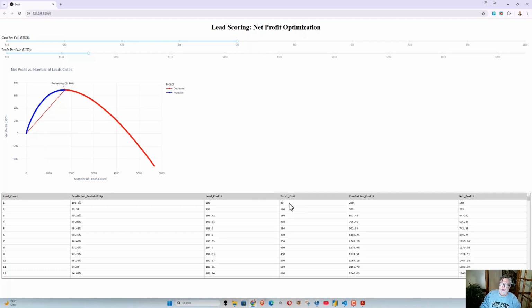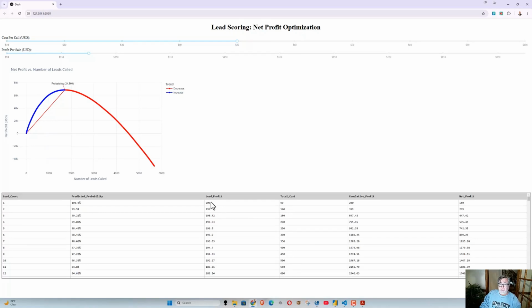In this case, I've got the fixed cost set to $50. So the first visit is $50. Your second visit, now you're up to $100 because you had 50 more. Your third visit, you're up to $150, or a third phone call. This total cost keeps increasing.